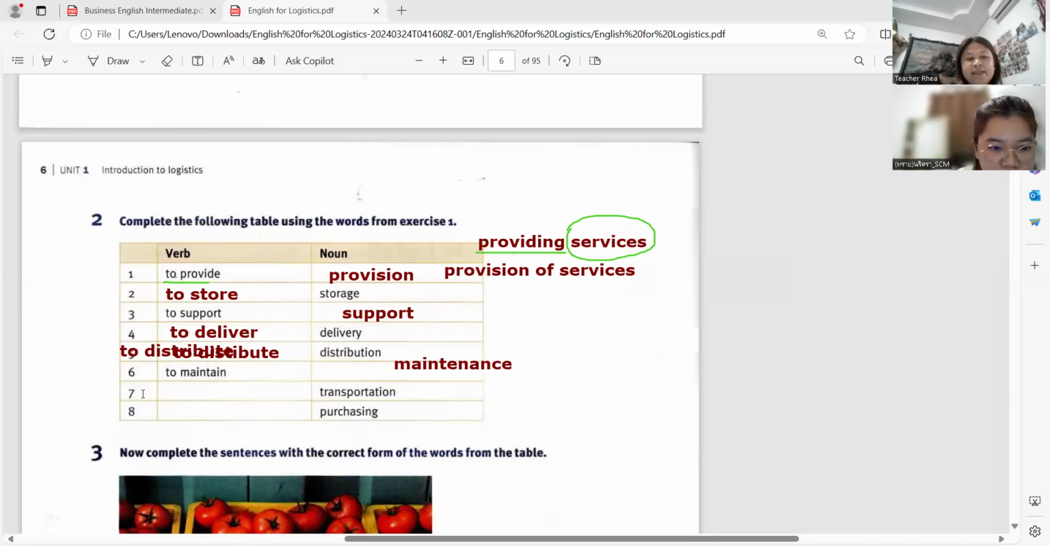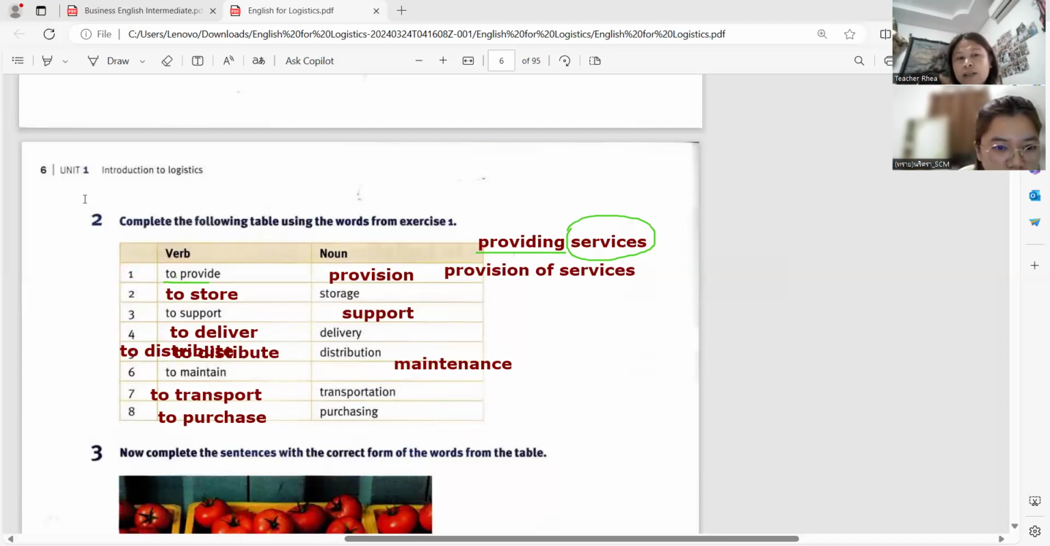Transportation. The verb is to transport. Yes, to transport. And purchasing is to purchase. Yes, to purchase, or to buy something. So these are the verbs that you can use, and their nouns.